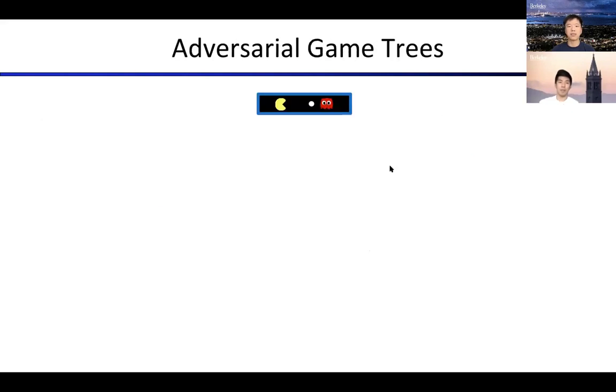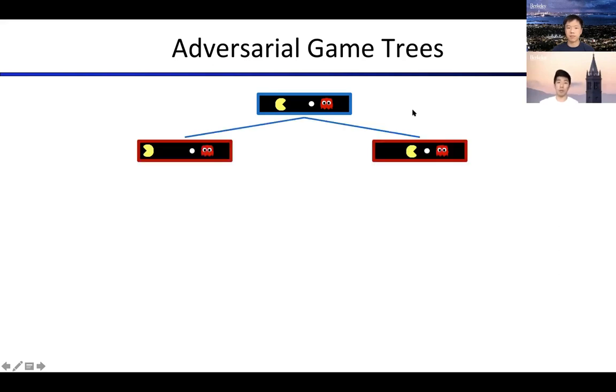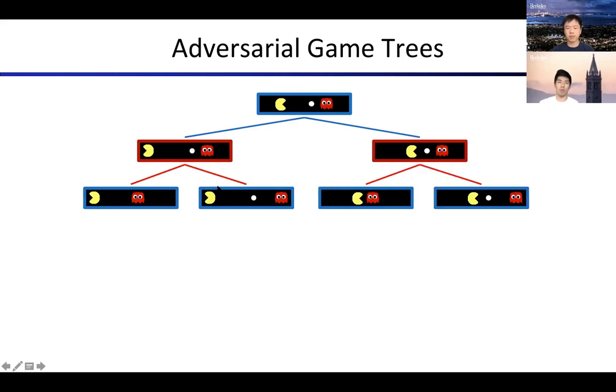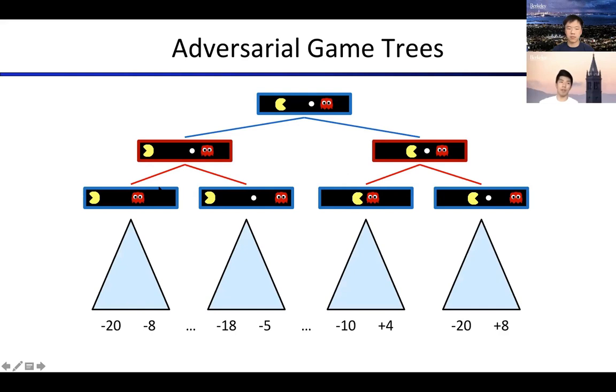So let's take a look at what adversarial game trees look like. Imagine Pac-Man is blue, and the ghost is red. Pac-Man tries to eat a dot, whereas the ghost tries to get Pac-Man. From the top branch, Pac-Man is trying to make a decision. It can go either left or right. After Pac-Man moves, now it's the ghost's turn, and the ghost will also try to make a decision, to go left or right, and so on and so forth. And then at the end of the adversarial tree, you will have a bunch of terminal values.